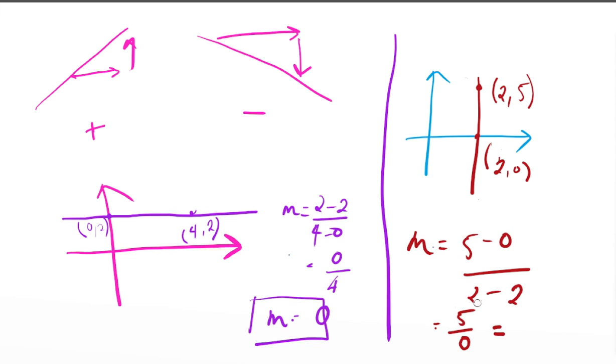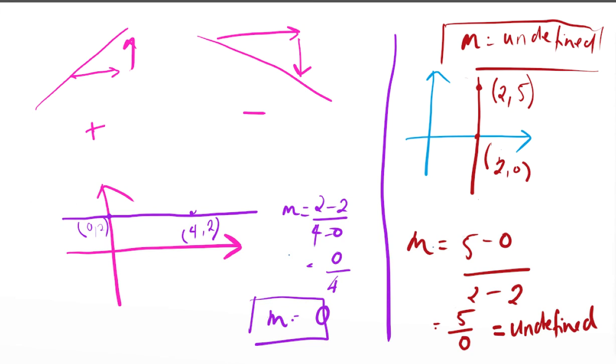What would the answer to this be? Well, we can't ever divide anything by 0. So think of it as I have 5 lollies, and there are 0 people. How many lollies does each person get? Well, there is no answer to that question. We have no idea. The answer in this case is undefined. So whenever we have a vertical line, our gradient is always undefined.